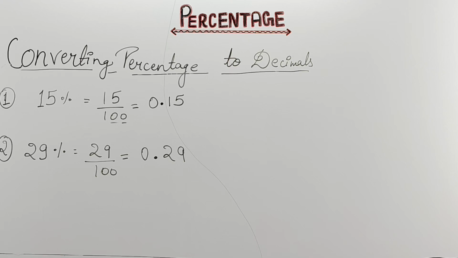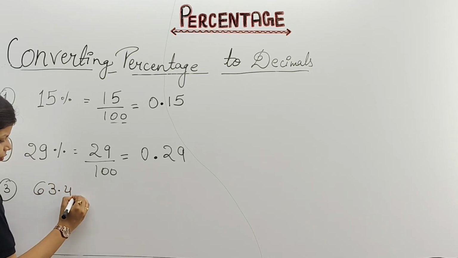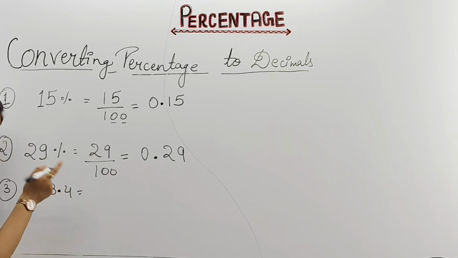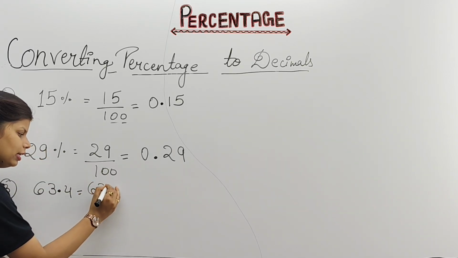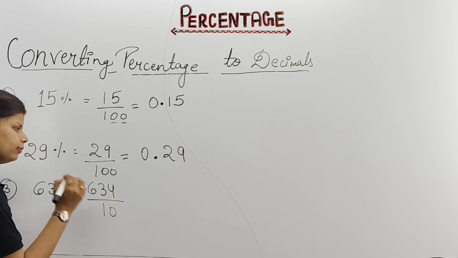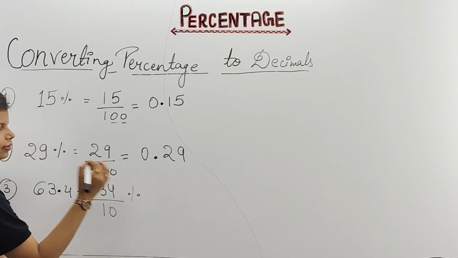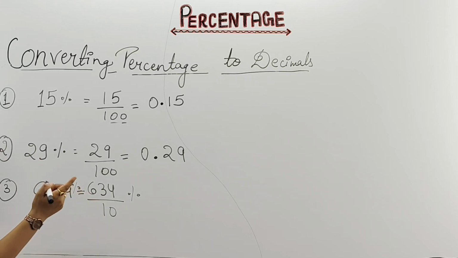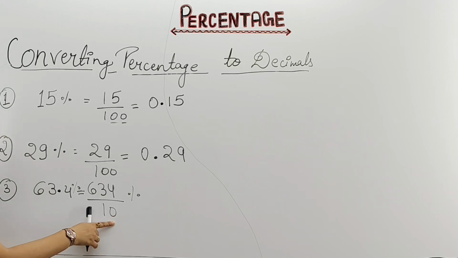Yeah, the next method of yours is given like this. If your question is given, third one, 63.4. Clear? Here you can see we have the whole number 6 and 3 and 1 is the fractional part, 0.4. So 63.4 can be written as, can you guess? 634 upon 10, and this is percent. Because you have to convert this percent to which form? Decimal.